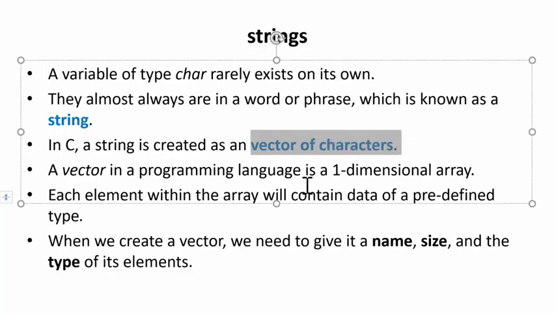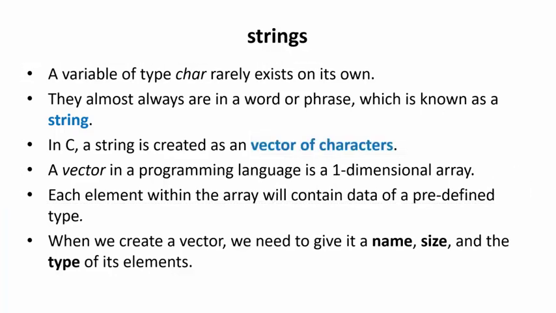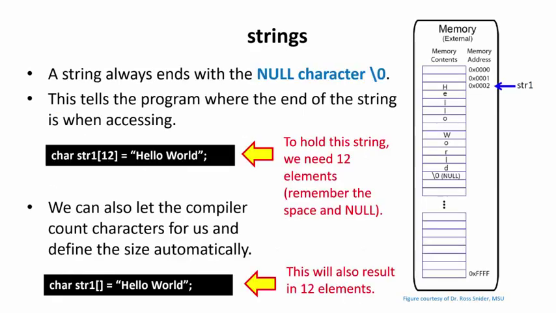All right, and you're like, what in the world is that? Well, a vector, it's a one-dimensional array. So you can imagine that each element within the array holds a character code, and there's just a whole bunch of them. Now, when you create it, you have to say, I'm going to give this vector a name, and I'm going to give it a type, but I'm also going to give it a size, okay? So let's take a look graphically of how this would work.